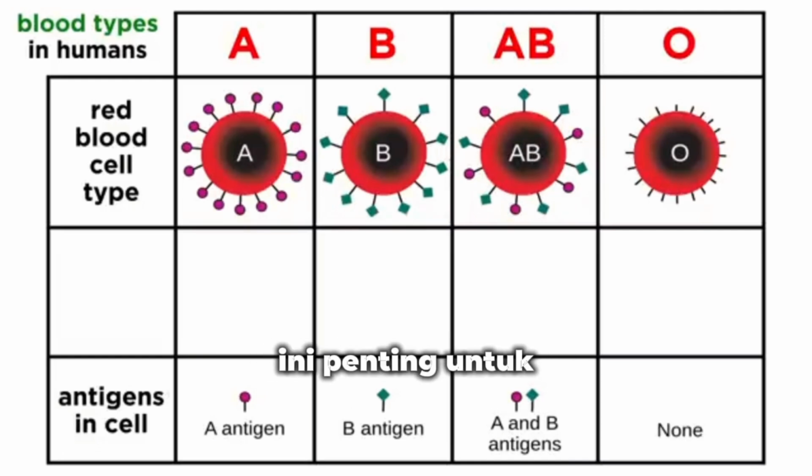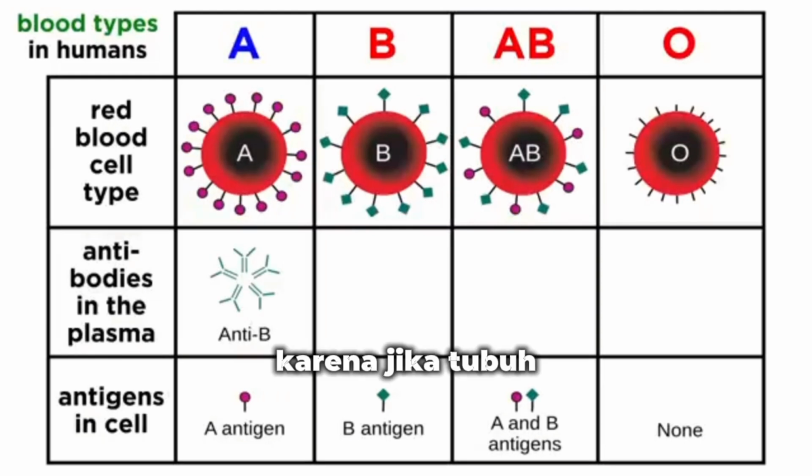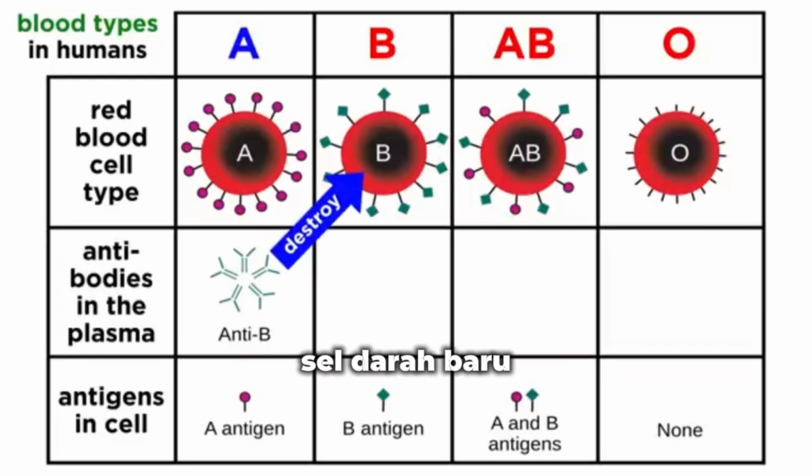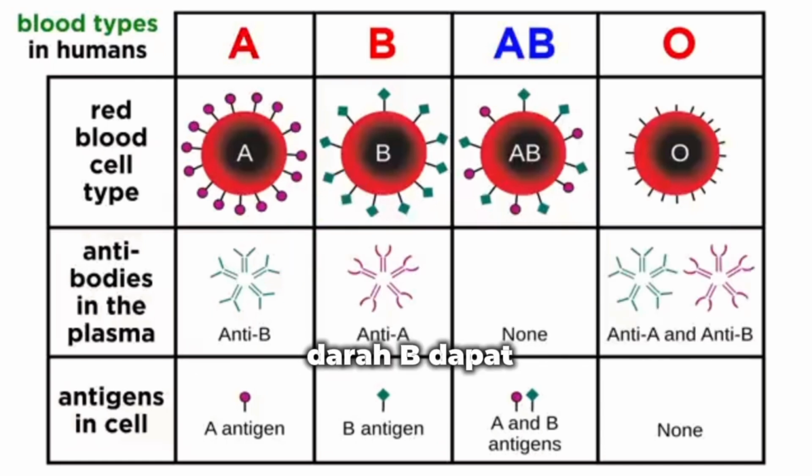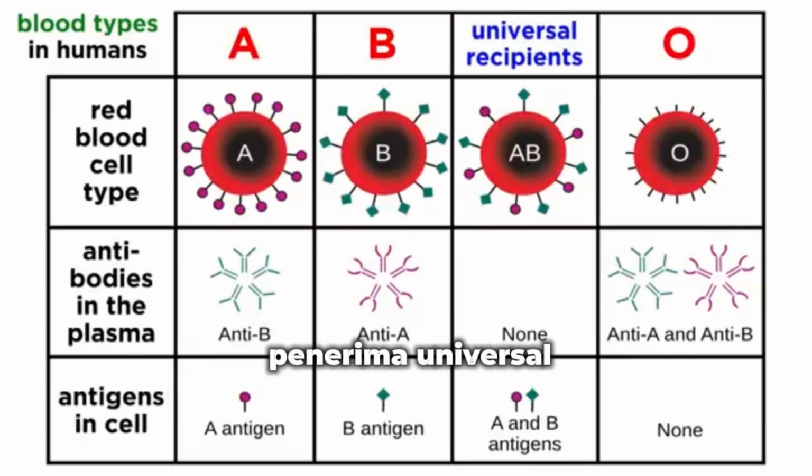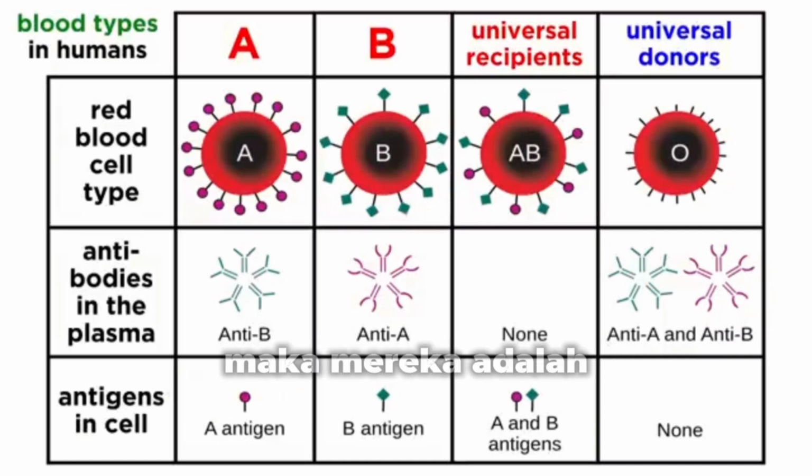This is important for blood transfusions because if someone's body only recognizes A and gets blood with B, the new blood cells will be recognized by antibodies as foreign and destroyed, which can be fatal. So someone with AB blood can receive any blood, since both A and B will be recognized. Hence, they are universal recipients. And someone with O blood can give blood to anyone, since there are no markers to be recognized. Hence, they are universal donors.